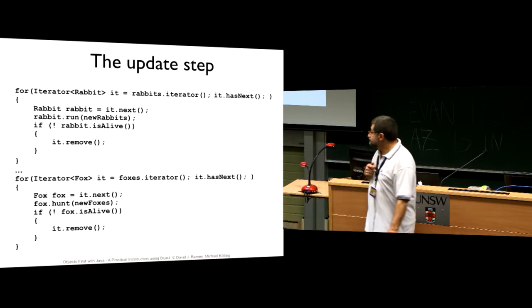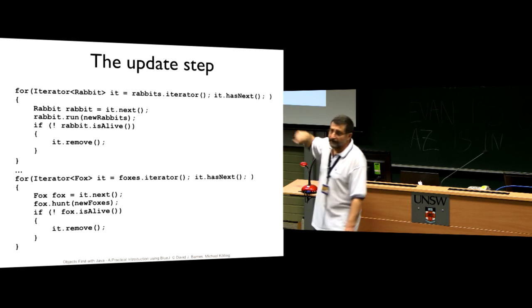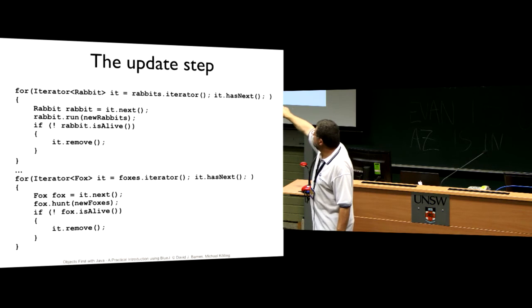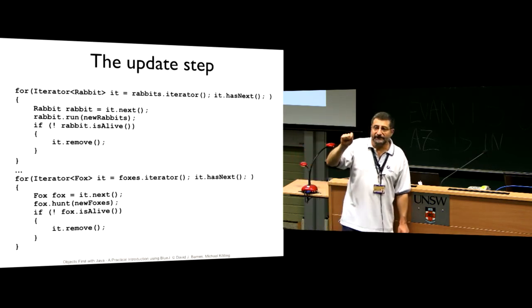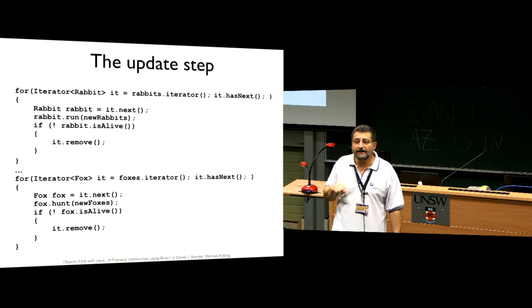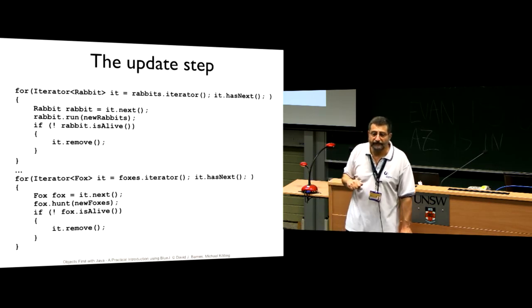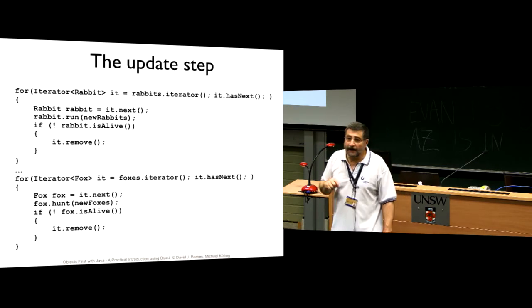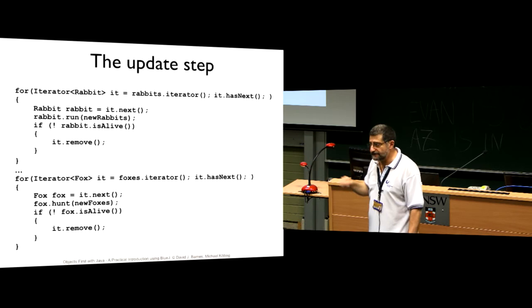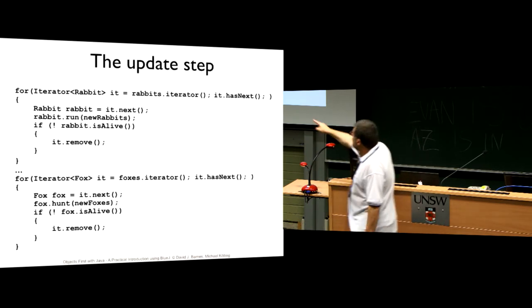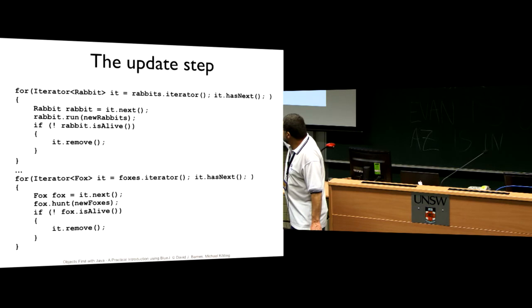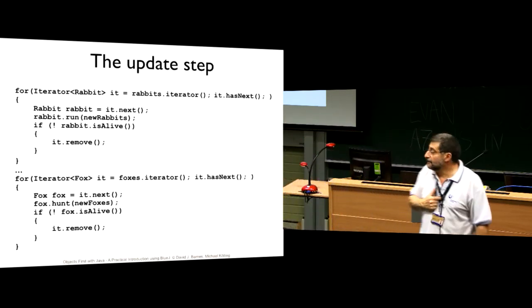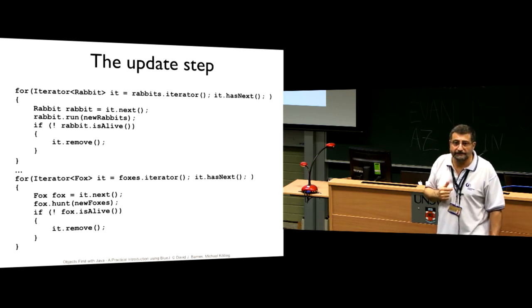Right, so suppose that either the rabbit has reached its age limit or it's been eaten. We want that object to be removed from the array that represents the field. And similar for the next one. Now we're iterating over the list of foxes. And the same thing, if at the end of that run the fox is dead, then we should remove it from the field. Okay?